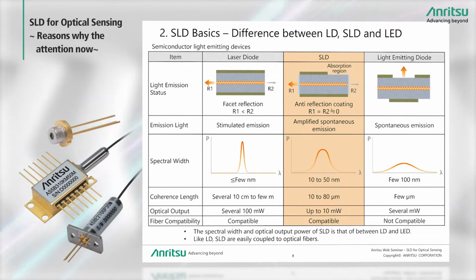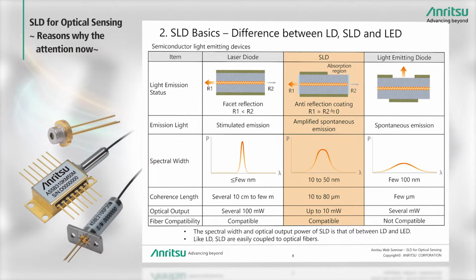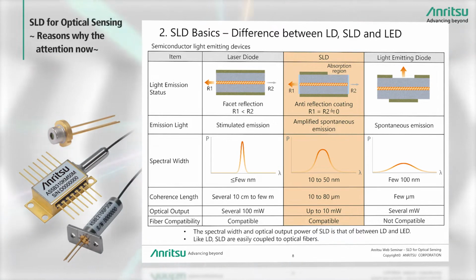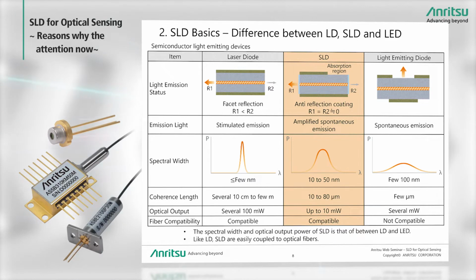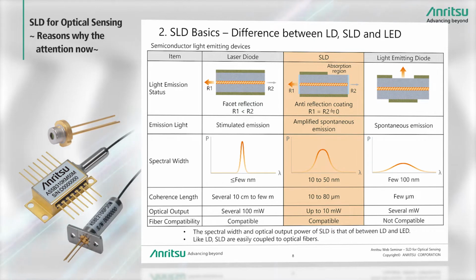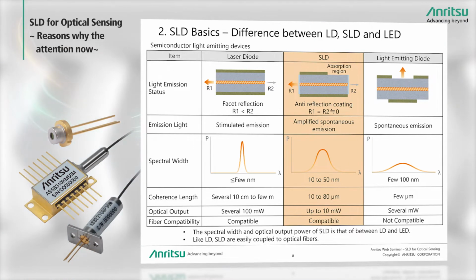As a result, the spectral width and optical output power of SLDs is between that of LD and LED. Moreover, like LD, the light-emitting facet of SLD is easily coupled to an optical fiber using a lens. The next slide explains the light-emitting principle of SLDs.